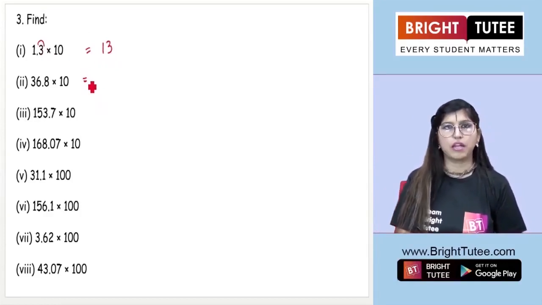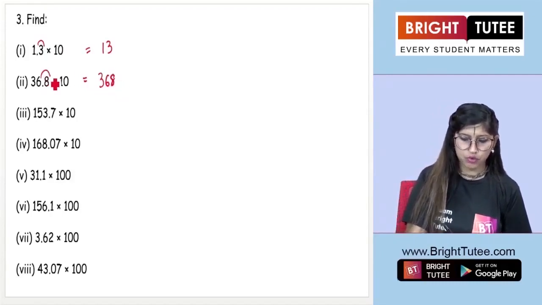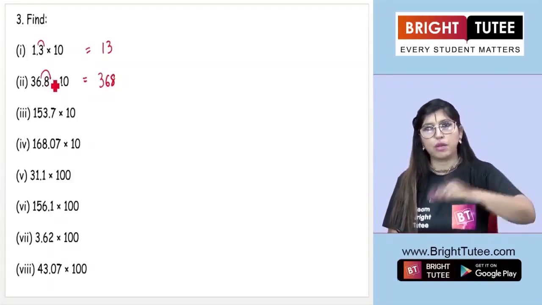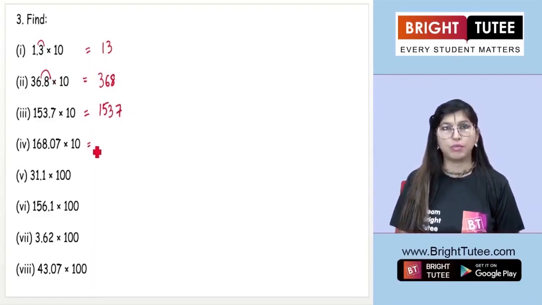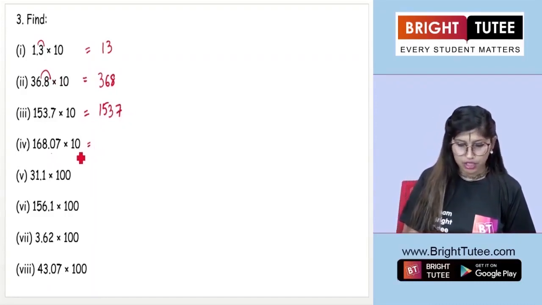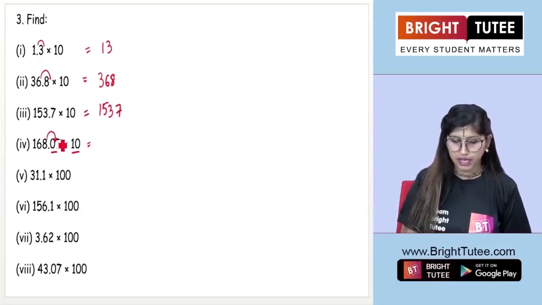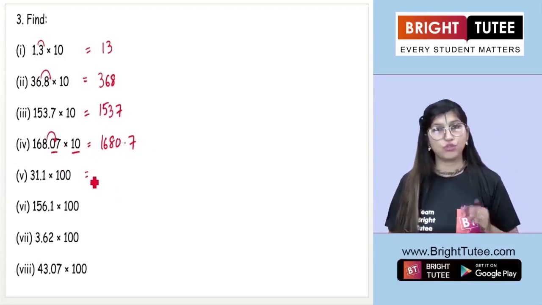Write out the second one now. That's correct if you have written 368, because we've moved it one place to the right. Since we have 10, we're moving one place to the right every single time. So this will be 1537. How about the fourth part? Now we need to multiply it by 10 and we have two digits after the decimal point. So once we shift it one place to the right, we'll be getting 1680.7. Moving on to the fifth part.